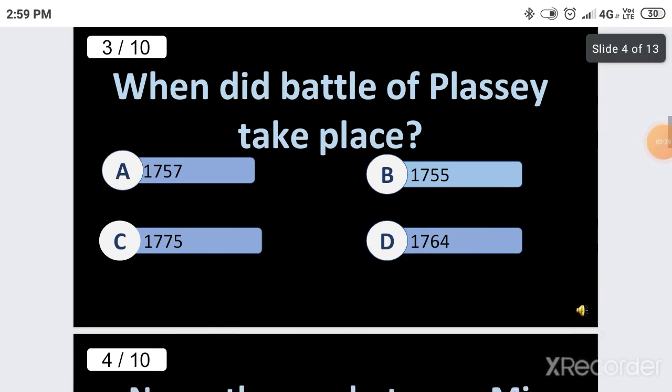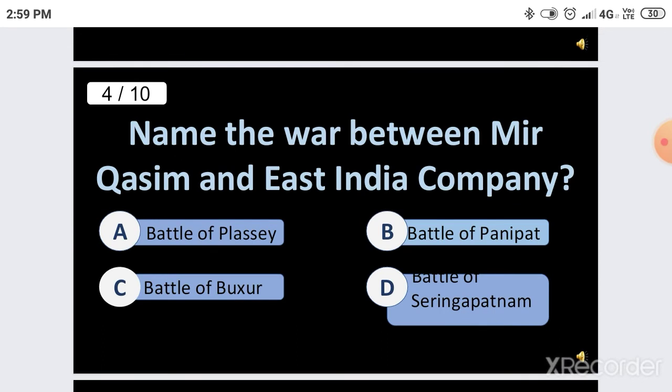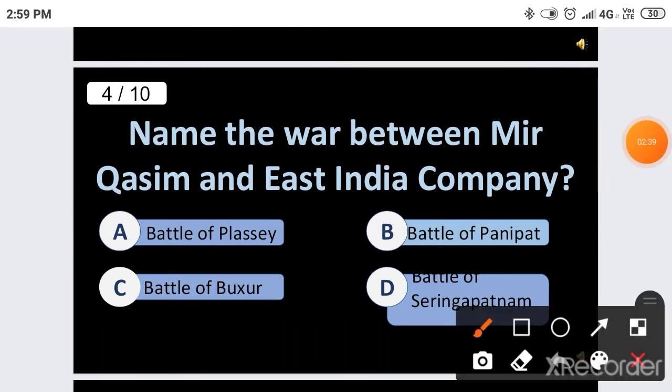Now let's move to the next slide. Name the war between Mir Qasim and the East India Company. We have learned about two main wars in this chapter: the Battle of Plassey, then the Battle of Buxar, which were the first two victories of the British. The Battle of Plassey was the first one, between Sirajuddaula, the Nawab of Bengal, and Robert Clive. So Battle of Plassey, cross.